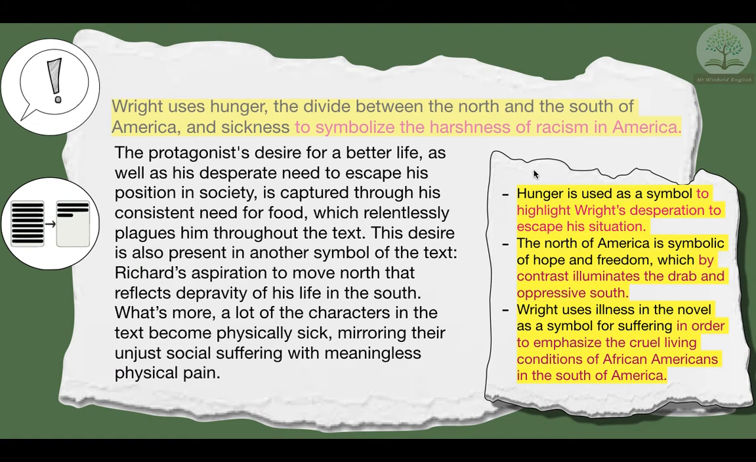Have we summarised our 3 main points? Well, yes. We've said that hunger is used as a symbol. We've also said that the north is symbolic, which highlights the depravity of the south, and we've also talked about the sickness and illness, which mirrors the social suffering with physical pain in a symbolic fashion also. So here we've sort of wrapped up all the things we've used in order to prove our thesis statement.